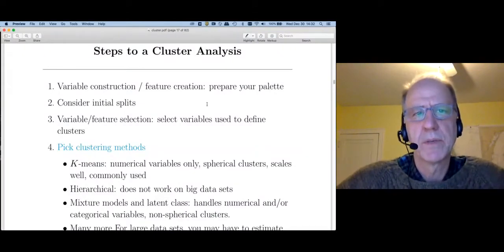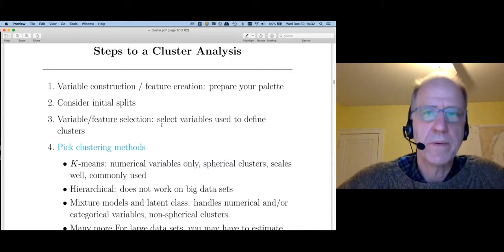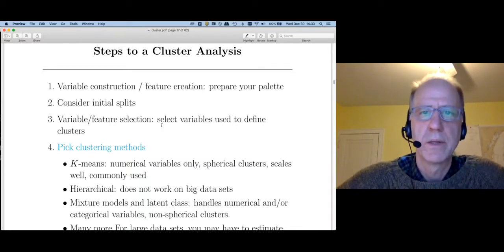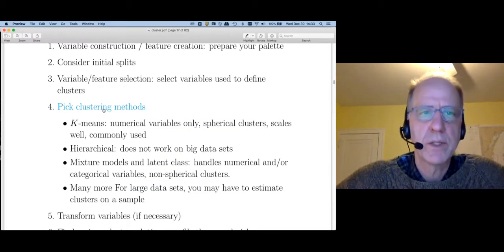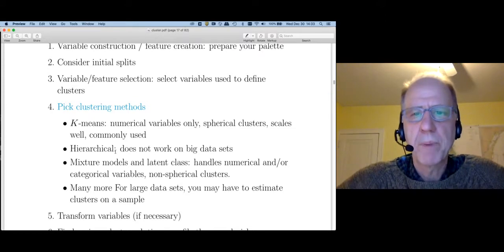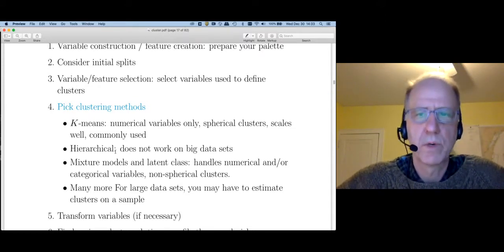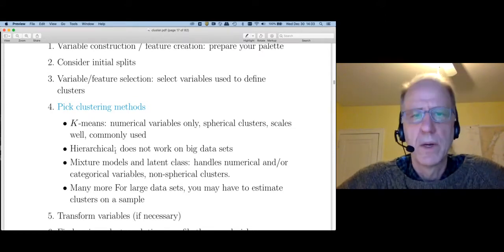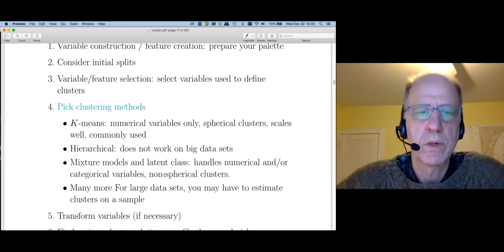So those are examples of initial splits. Having created the variables, now you have to choose the variables that you want to use in the cluster analysis. Then you'll have to run a clustering method. We're going to start with k-means. K-means is a good general purpose method, but we're going to study a couple others. We'll talk about hierarchical clustering. The problem with hierarchical clustering is that it doesn't work well with very big data sets. We'll also talk about mixture models, which can handle categorical variables and non-spherical clusters.